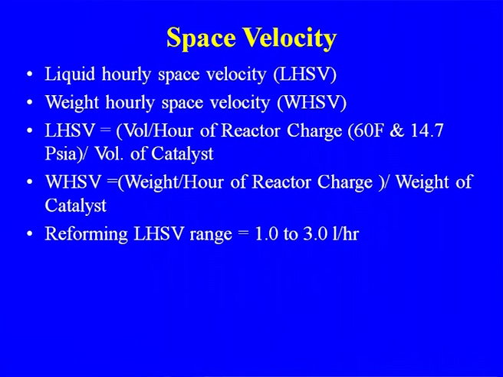Temperature, we have already discussed. Space velocity: these are the two terms normally used, one is the liquid hourly space velocity and another is the weight hourly space velocity. LHSV is the volume per hour of the reactor charge divided by the volume of the catalyst, and WHSV is the weight per hour of the reactor charge divided by the weight of the catalyst. Reforming LHSV should be in the range of 1.2 to 3.0.